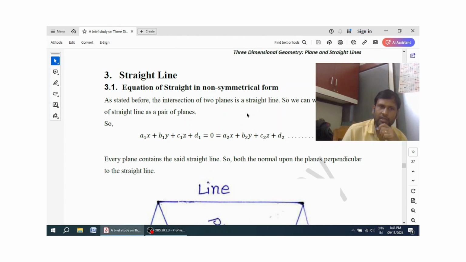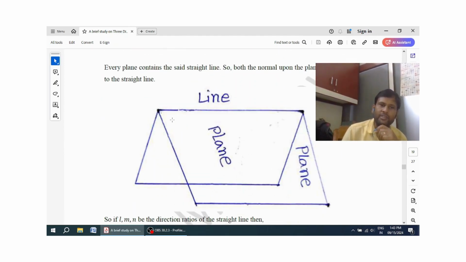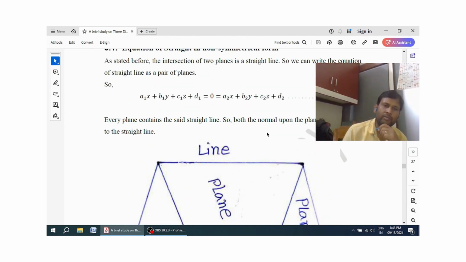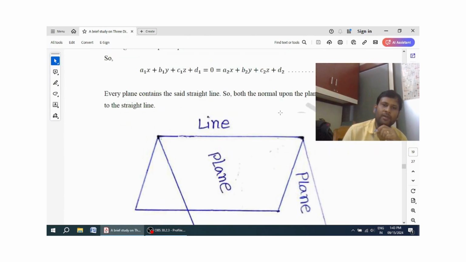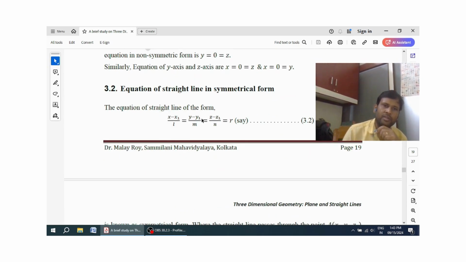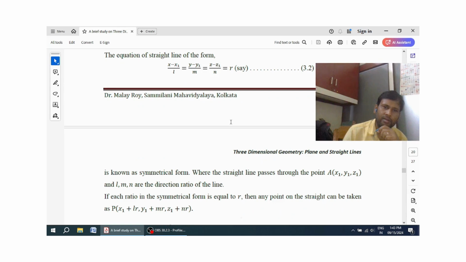Let us study the straight line. You see from this picture that if two planes meet, then this will be the line, that is, the line of intersection of two planes. So to get a line, we have to write the equations of two planes side by side. This will represent a straight line in 3 dimensions. Different forms of the line in 3 dimensions are there. So this is called the symmetric form of the line.